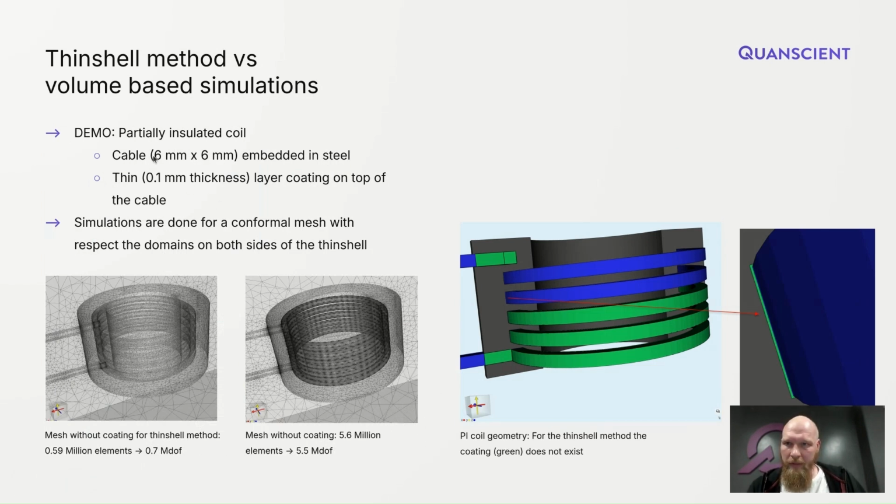Here are some details. The cable was 6 times 6 millimeter, and the thin layer was 0.1 millimeter thick. And in this case, the mesh with respect to the domains on both sides of the thin cell was conformal, so they shared the same nodes.